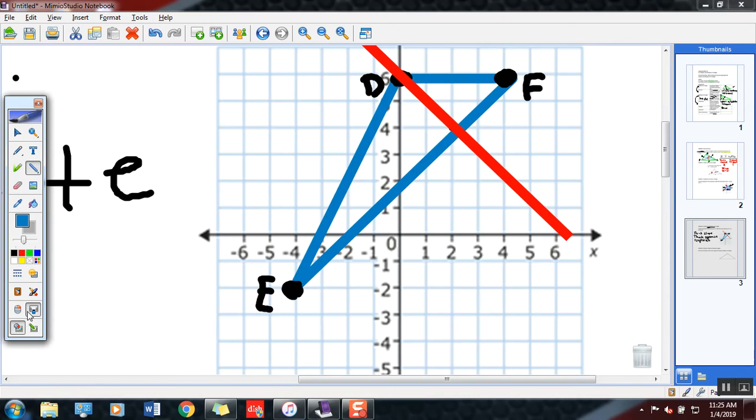You have to extend it. Yeah, we might have to extend this line a little bit, right up there. That makes sense to you? But then you can't tell what the point is because it's outside and it's not on the graph. But we're going to figure it out here.